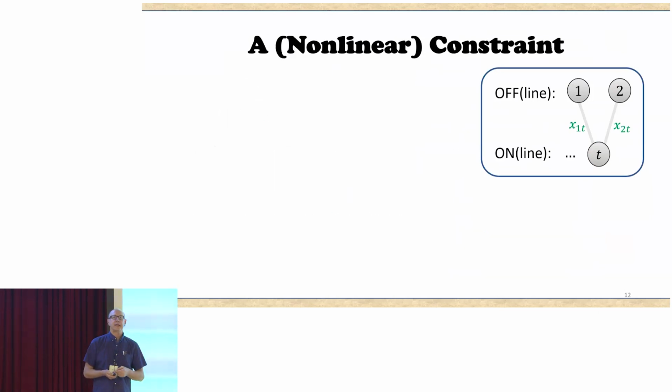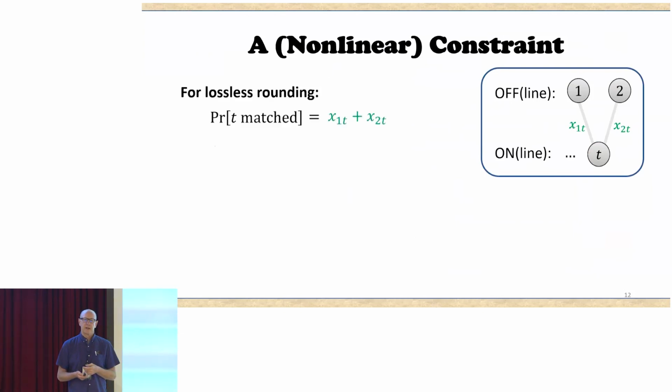Okay, so the idea is we're going to add a nonlinear constraint, which would help us in lossless rounding. So let's look at this online vertex T, which is adjacent to offline vertices 1 and 2 with fractions x1t and x2t.